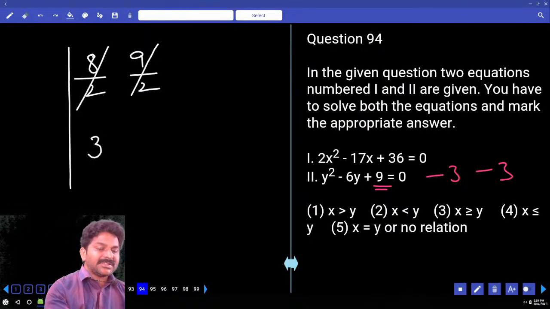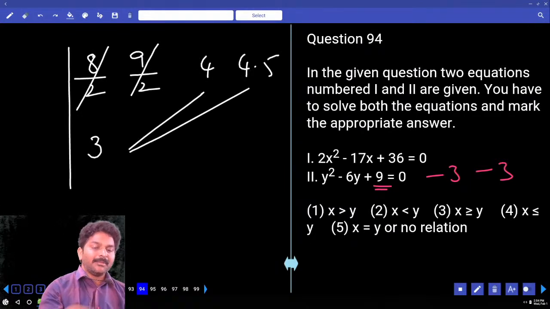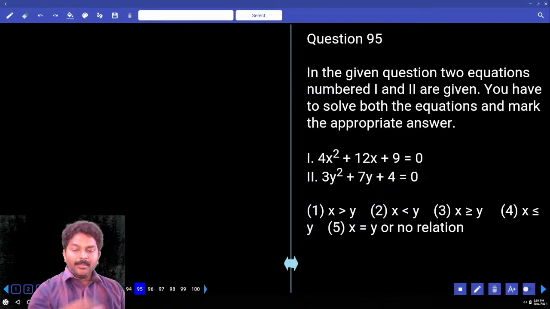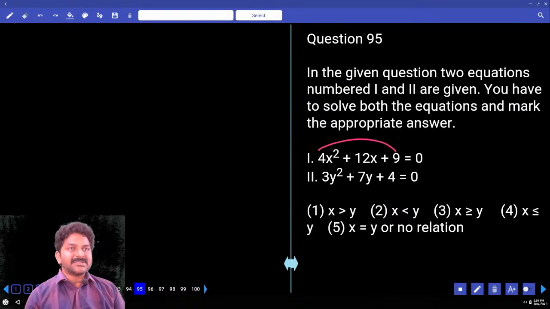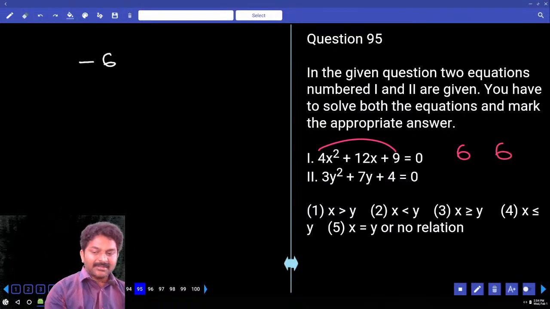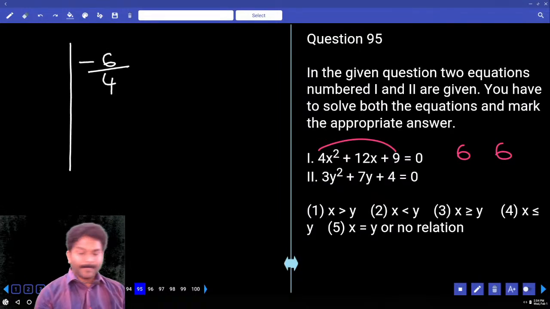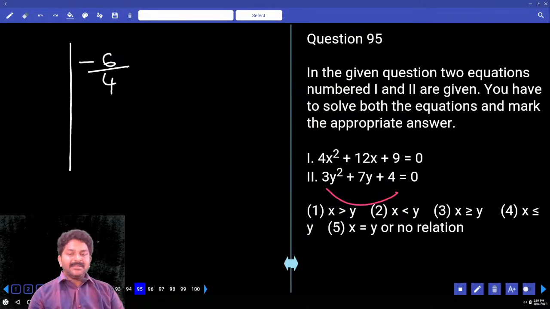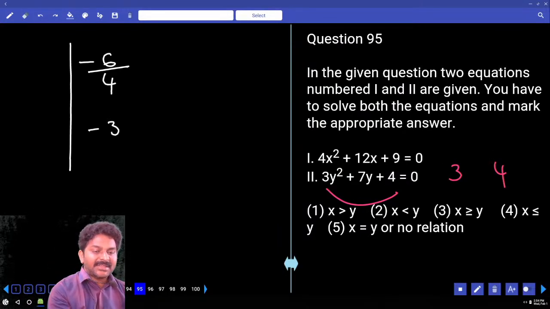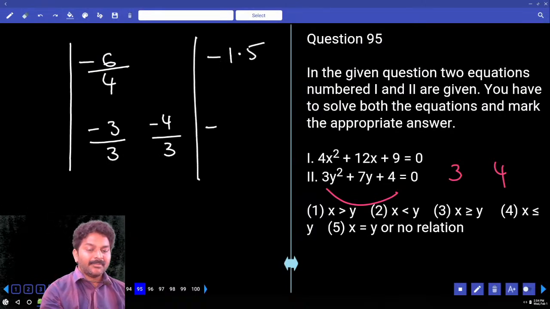This value is 4, this is 4.5. Whatever the value compared with respect to 3, x is greater than y. Product must be 36, sum must be 12. Combination is 6 comma 6, same number we are getting, so we can write one number there, divided by coefficient of x square. Product must be 12, sum must be 7, combination is 3 comma 4 itself. Then factors are minus 3 minus 4 divided by 3.